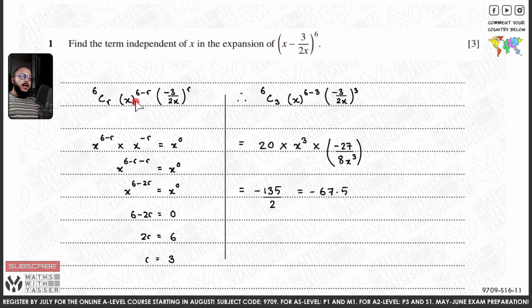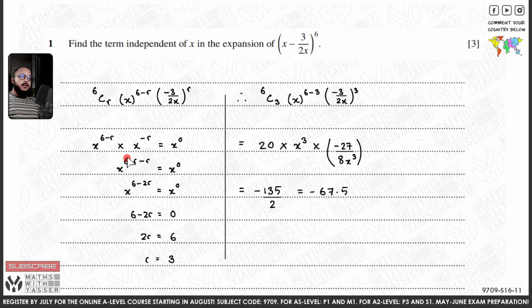Then we need to isolate the x terms only. So that will be x to the power 6 − r, and if I isolate the x term from the other factor, I get x to the power −r, and that should be equal to x to the power 0. So we need to figure out the value of r for which I will get the term independent of x.